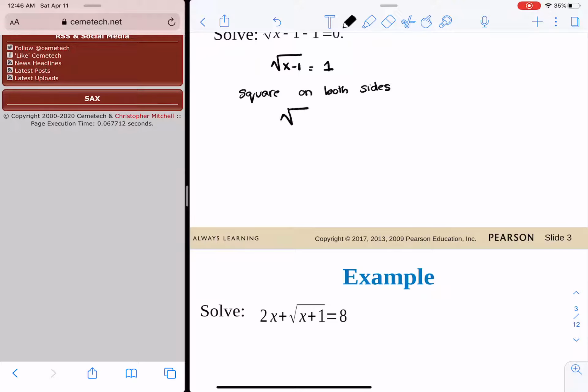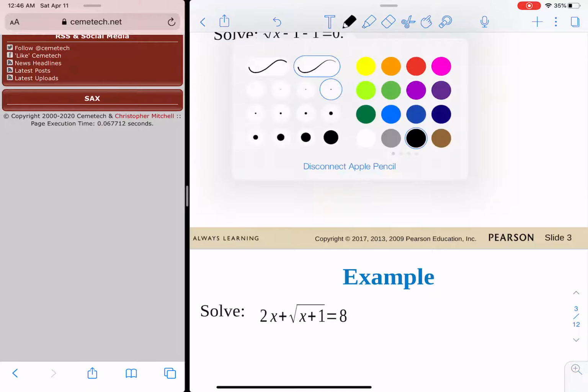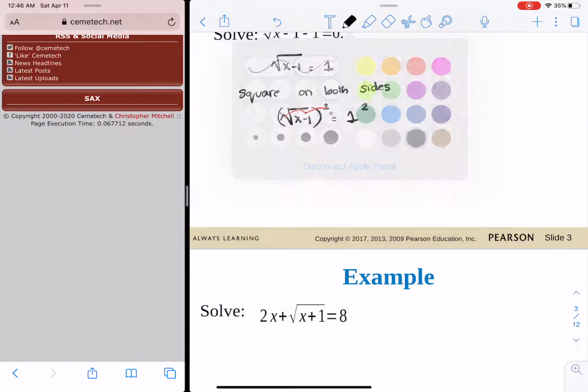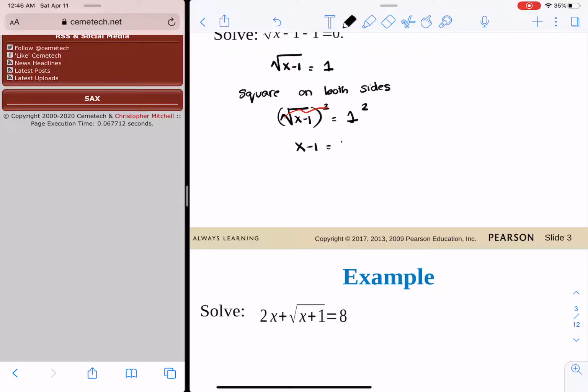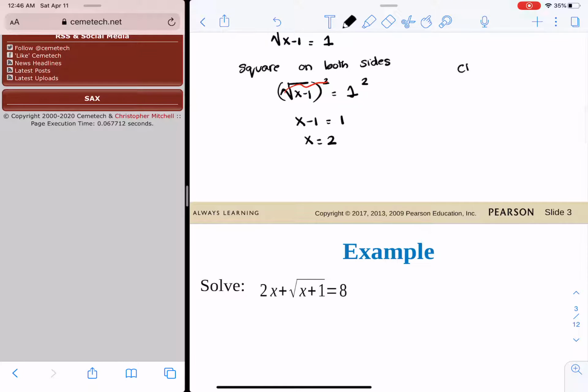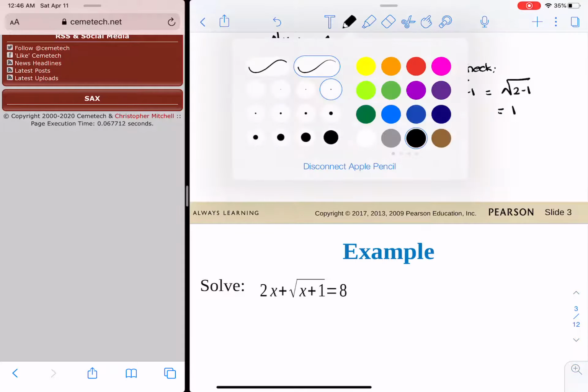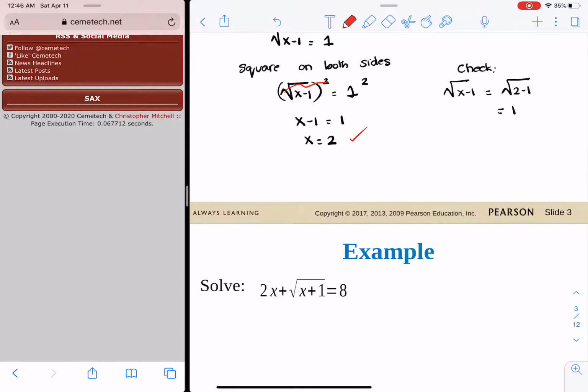So we have square root of x minus 1 squared equals 1 squared. The root and the square would go away. So we have x minus 1 equals 1, which would imply x is equal to 2. So since we have radicals, we should check our solution. So square root of x minus 1, I'm going to plug in 2 for x. So 2 minus 1, so I get 1. So 2 is a correct solution.